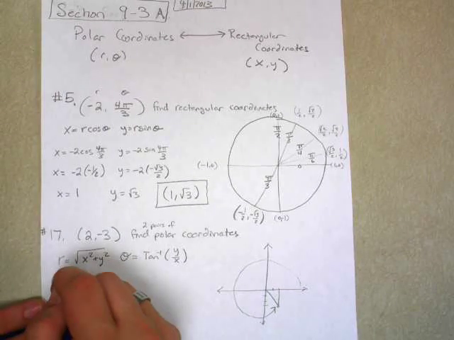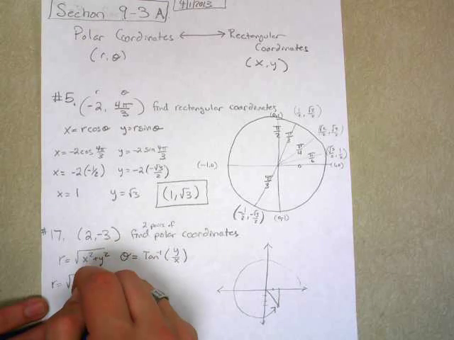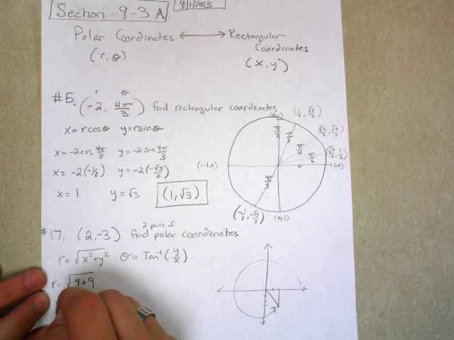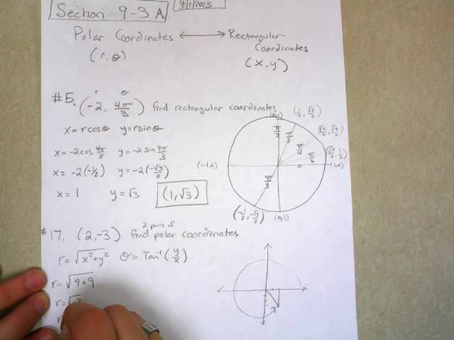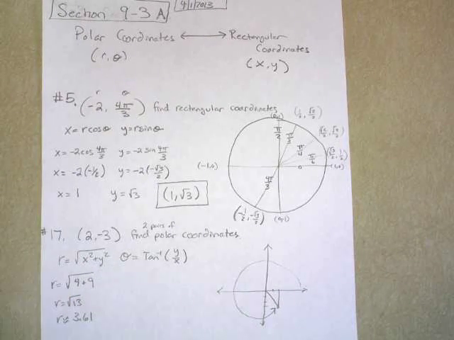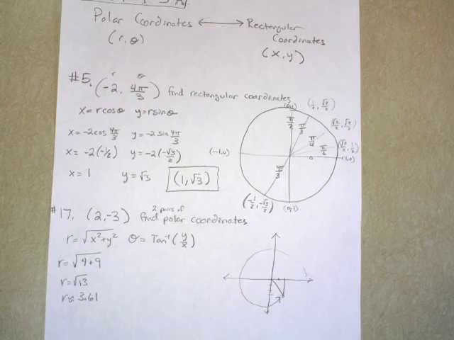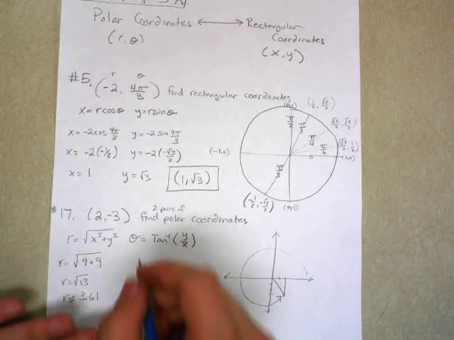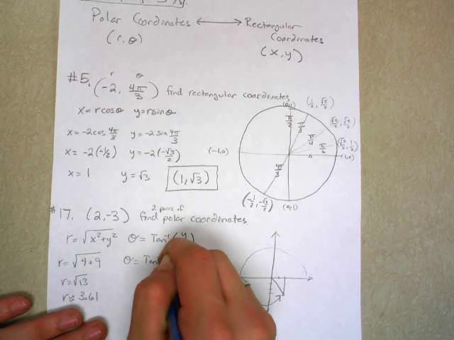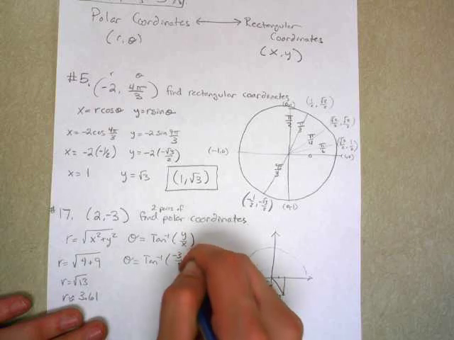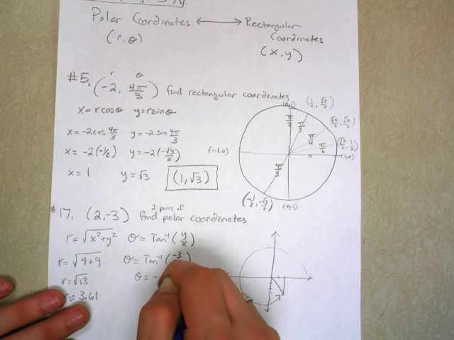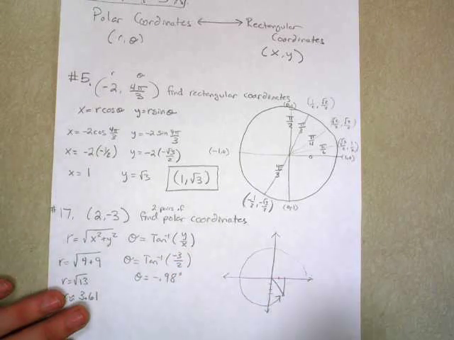So to find our r, we have r is equal to 2 squared, so that's 4, plus -3 squared, which is 9. And we get r is equal to the square root of 13. R is going to be approximately 3.61. So we already have that. Now we just want to find our angle for theta. We'll do the inverse tan of -3 over 2. When we do that, we get the angle is equal to -0.98.